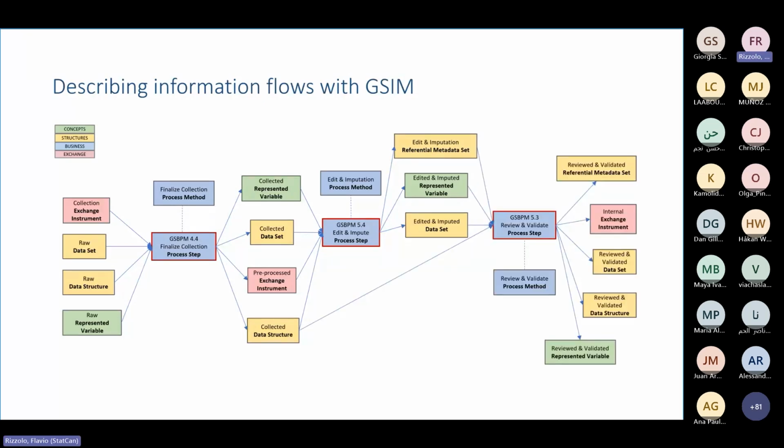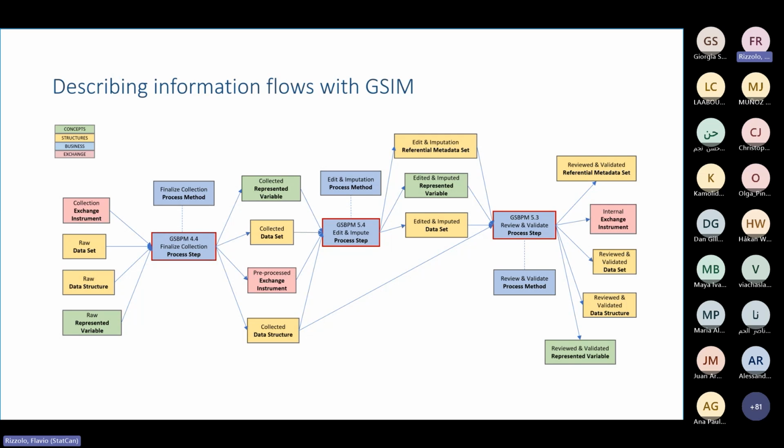Now, there is another process that we have downstream, which is review and validate, that is taking the outputs of the edit and impute and the data structure and does the review and validation of them. So making them into data that is shared downstream because it's more usable in more situations and it's better quality than the one that was just received from edit and impute, because it was partially processed. And this includes the exchange instrument again, because in this case it's necessary, and the data sets and data structural variables that are part of it. And this is then continued downstream and so on and so forth.